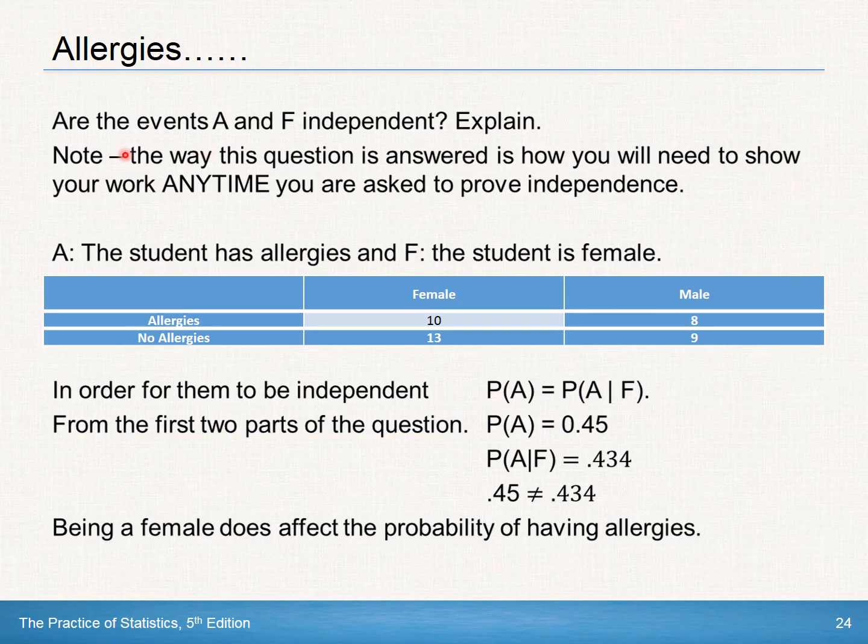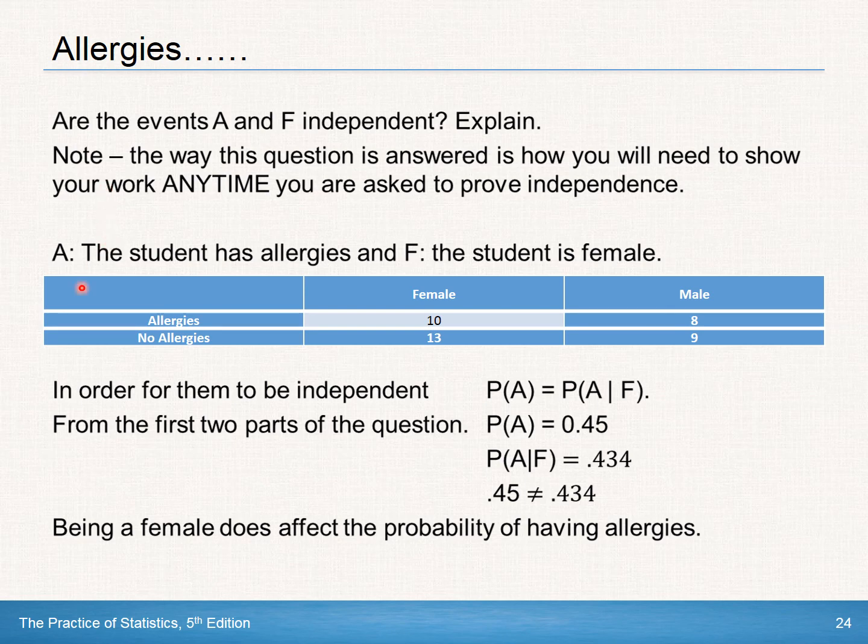Now, let's take a look at the next question with the allergies. So we took a look at independent events. Are events A and F independent? How do I know? Please remember that the way this question is answered is how you will need to show the work anytime you're asked to prove independence. You have to show your work. You can't just say the probability of A is equal to A given F and the probability of F is equal to F given A. You have to show all of the parts.